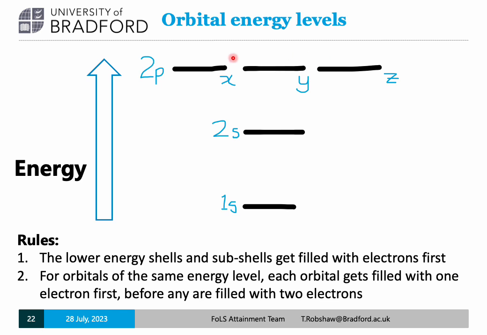You can show the electron configuration of any element by drawing a diagram like this. There are only 2 things that you have to remember. The first is that the lower energy shells and subshells get filled with electrons first. And the second is, for orbitals of the same energy level, each orbital gets filled with 1 electron first before any are filled with 2 electrons. As always in chemistry, there are some exceptions to this, but at this level we don't need to start worrying about them.